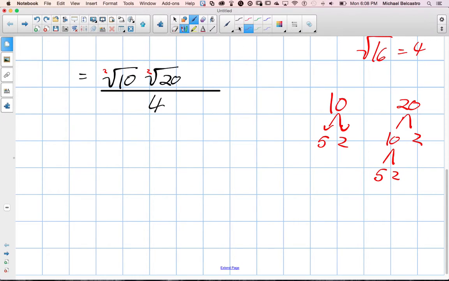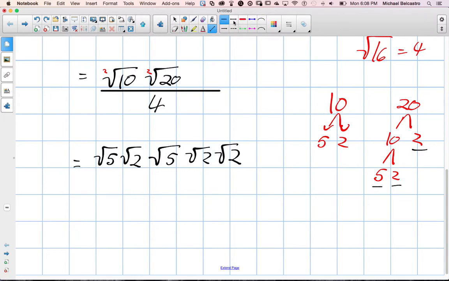So let's break this 10 up. This 10 here is now root 5 times root 2, okay? And the 20 is root 5 times root 2 times root 2. We're still keeping the square roots, okay? We haven't done anything with them. So that's root 5 times root 2 times root 2. So I've got a whole bunch of radicals on top. I've broken them all into their primes. And then we have the number 4 on the bottom.